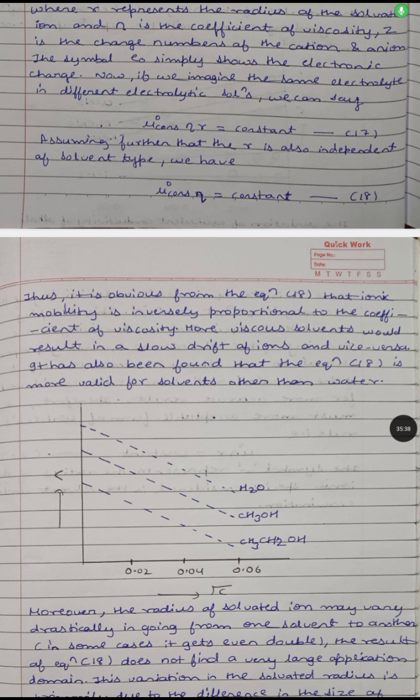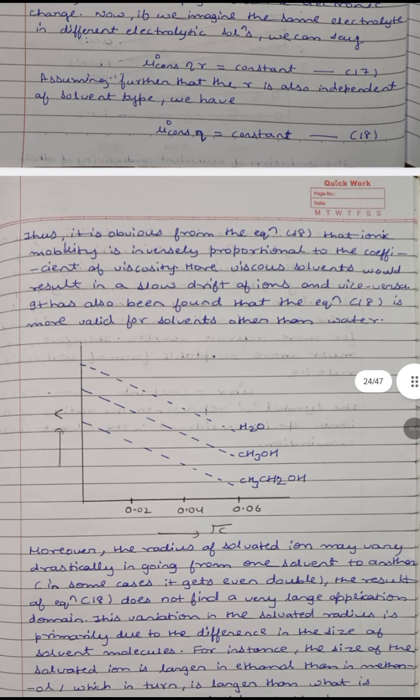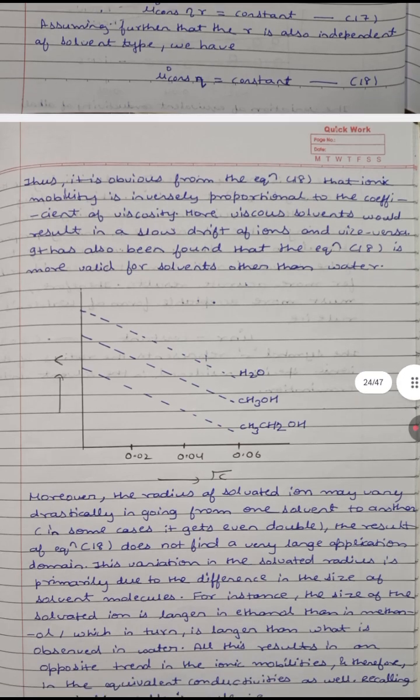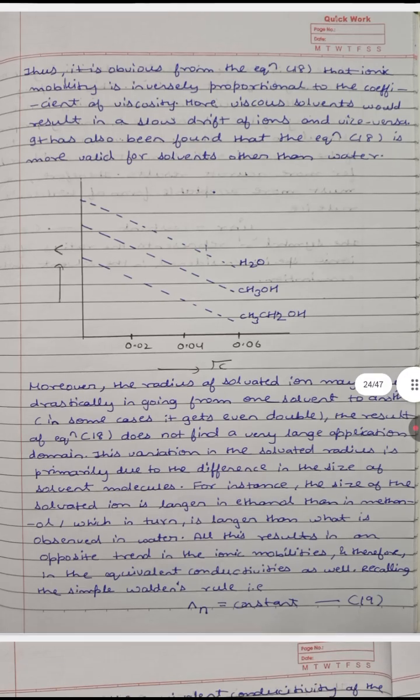Now, if we imagine the same electrolyte in different electrolytic solutions, we can say mu naught into n into r equals constant. This is equation 17. Assuming further that r is also independent of solvent type, we have mu naught into n equals constant. This is equation 18.